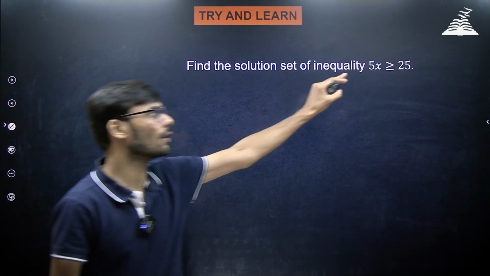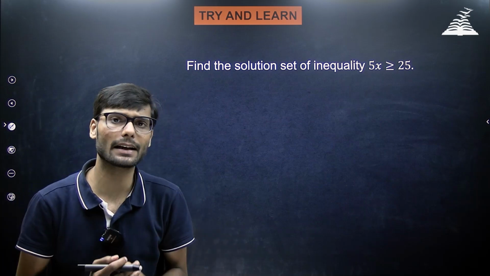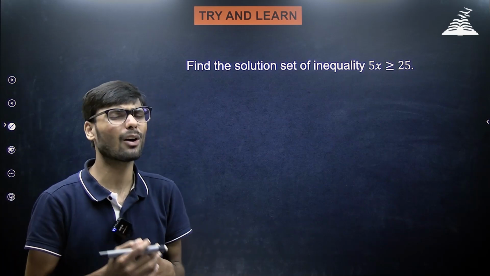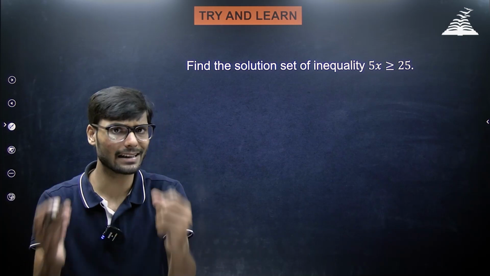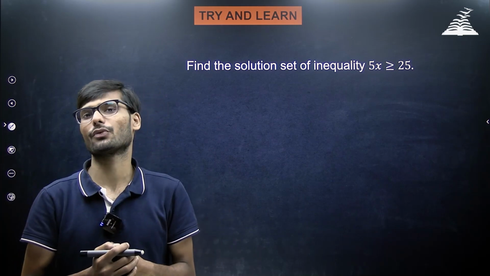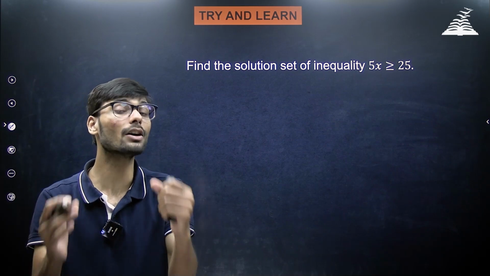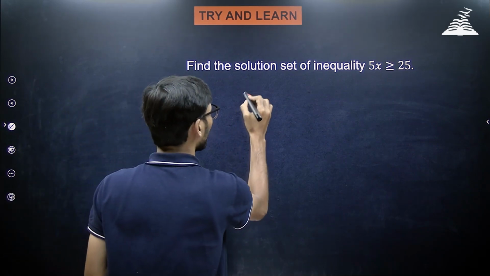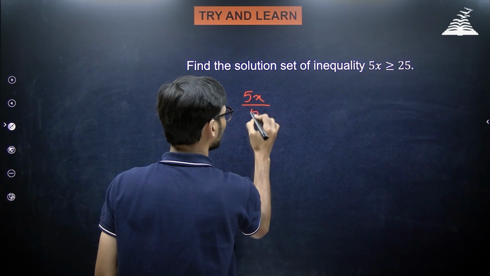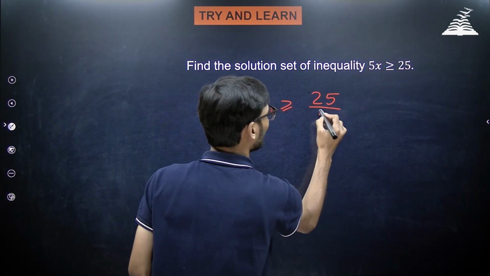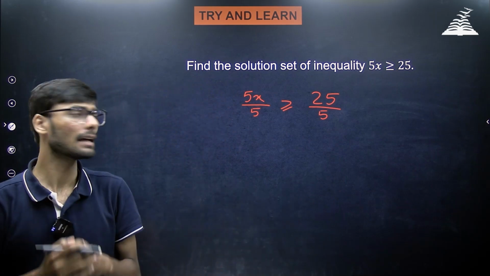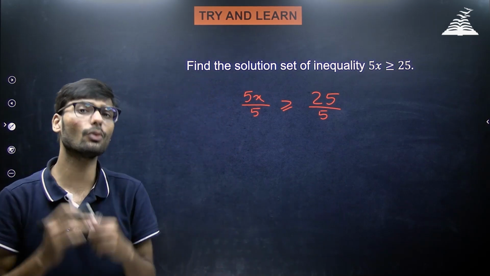So let's look at an example. Let us say this is the inequation that we want to solve. 5x is greater than or equal to 25. Now obviously we can divide both the sides by 5, right? And in that case the sign of the inequation will not change because of the rule number 2. If we do that, what will we get? 5x upon 5 is greater than or equal to 25 by 5. 5x upon 5, that is equal to x. 25 upon 5, that is equal to 5.